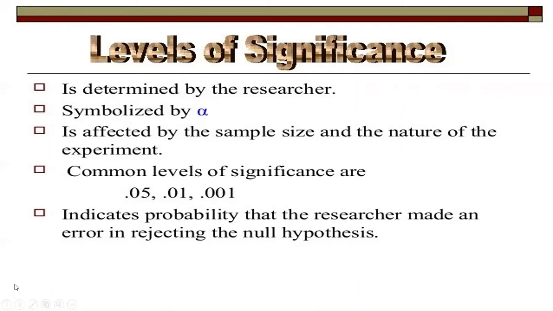Let's see. Common levels of significance are 0.05, 0.01 and 0.001. These are the common levels of significance. Level of significance indicates the probability that the researcher made an error in rejecting the null hypothesis.